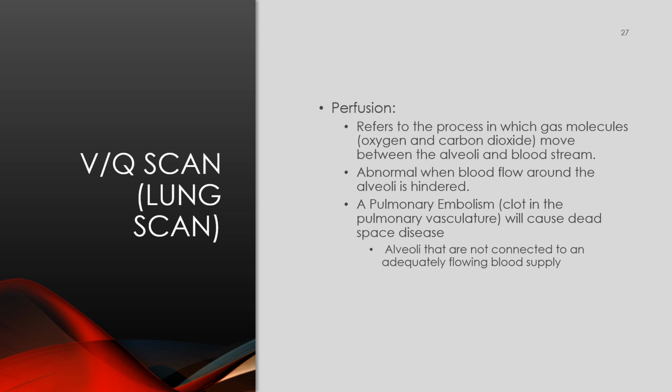Abnormal is when the blood flow around the alveoli is hindered. Obviously, we know what a pulmonary embolism is, which is a clot in the pulmonary vasculature. This is a great test to determine whether you happen to have a PE, and it could be critical because it could be life-saving to do this test.